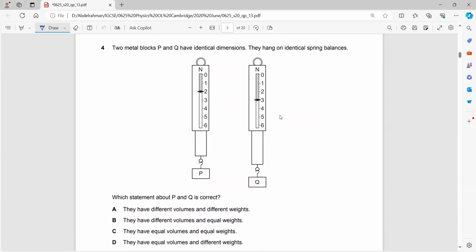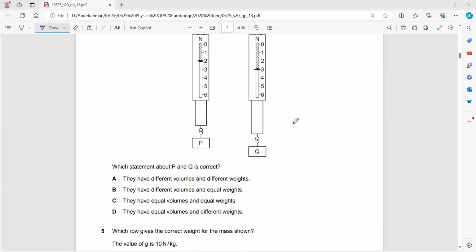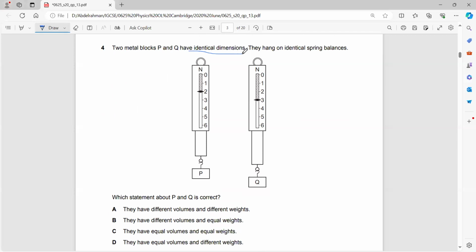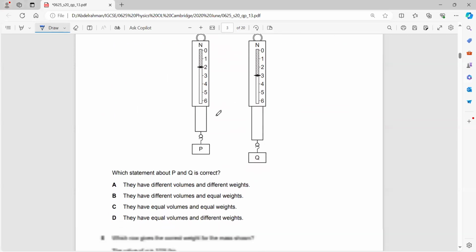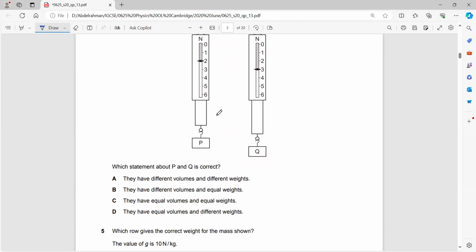Question 4, 2 metal blocks. If you have any problems, please say so. Two metal blocks P and Q have identical dimensions. Which statement about P and Q is correct? If they have identical dimensions, then they have the same length, width, and height, and the same volume. But they have different weights. Why? Because P has a weight of 2 newtons, Q has a weight of 3 newtons. Any questions?